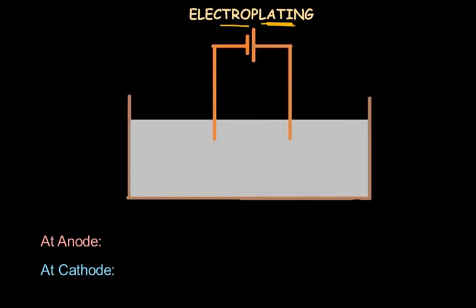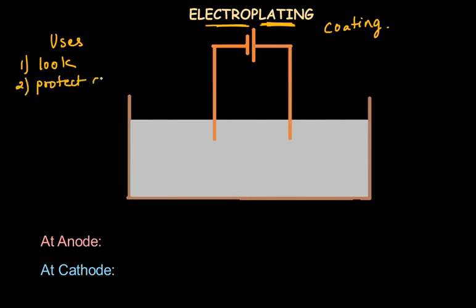As the name indicates, plating is the coating of one metal on any other substance, maybe a metal or any other device. So with the help of electrolysis, if we are doing this process of plating, this is called electroplating, and this is generally done because there are various uses. If we want an article to have a better look, then this is done. It's also done to protect it from corrosion.